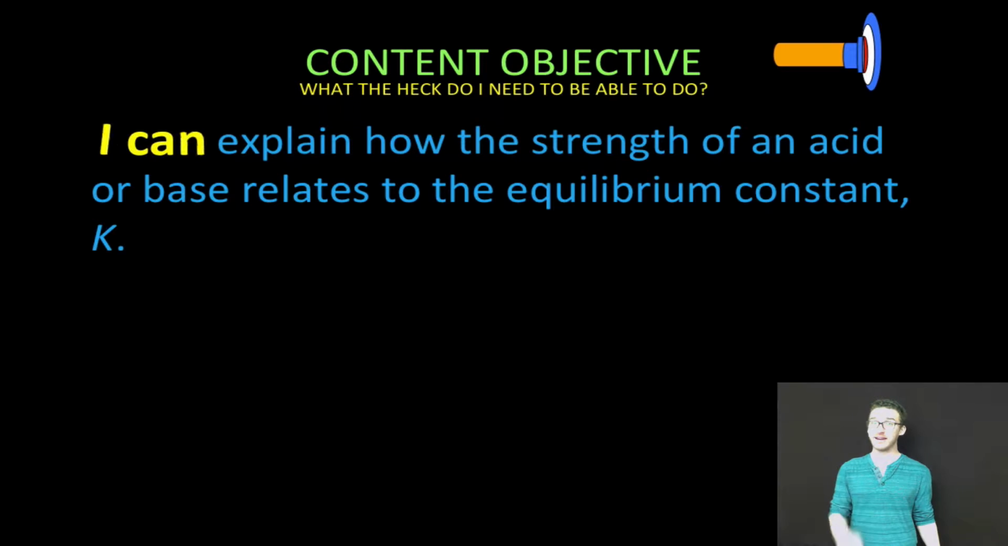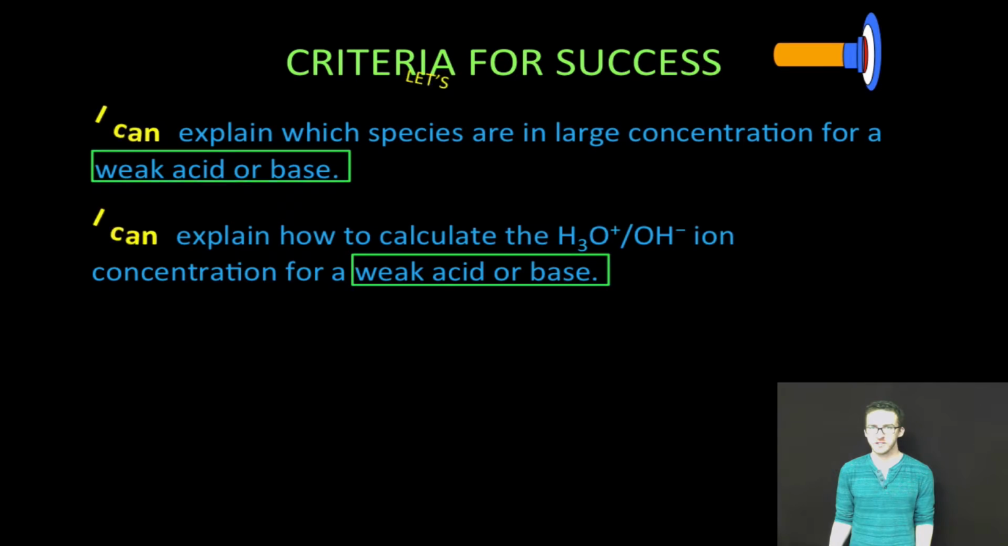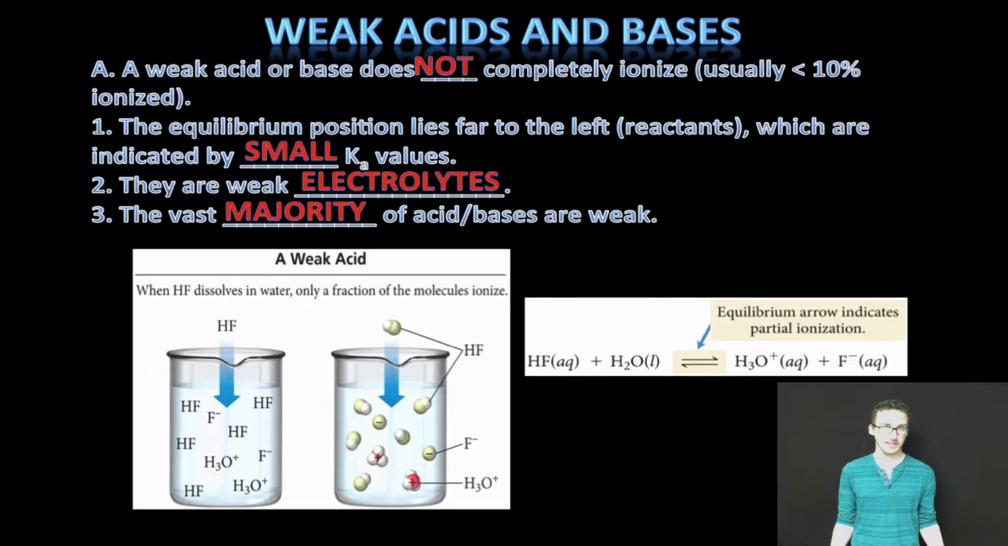We're going to explain how the strength of an acid or base relates to the equilibrium constant K. Specifically though, in this vid, we're gonna take a look at weak acids or bases. First, we're going to explain which species are in large concentrations for a weak acid or base. Second, we're going to explain how to calculate the hydronium ion or hydroxide ion concentration for a weak acid or base. Throughout this vid, I want you to think about how weak acids and bases contrast with strong acids or bases. Okay, so first thing to recognize is that a weak acid or base does not completely ionize.